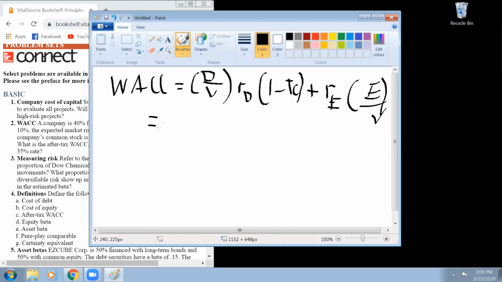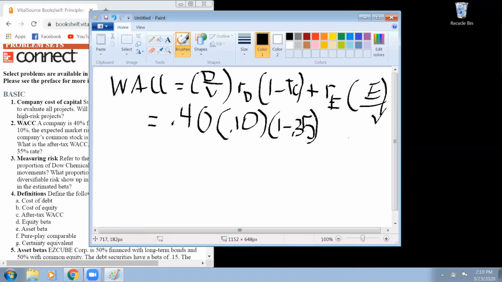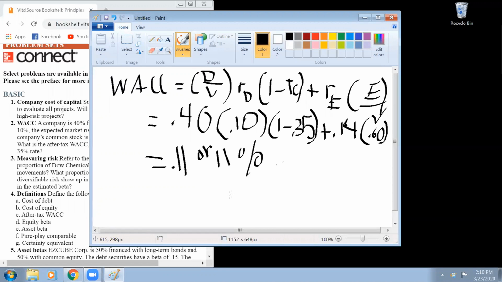So WACC is going to be: our debt to value is still 40%, our interest rate on the debt is still 10%, and we're going to do 1 minus the 35% tax rate that we're in, which gives us 0.65 in these parentheses. And then we add on our calculated cost of equity, which is 14%, and you multiply that by the equity over value, which is 60%. And then that will give us 11% for WACC, or 0.11, the weighted average cost of capital.